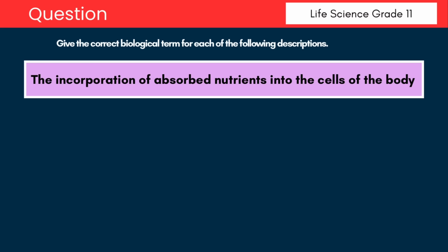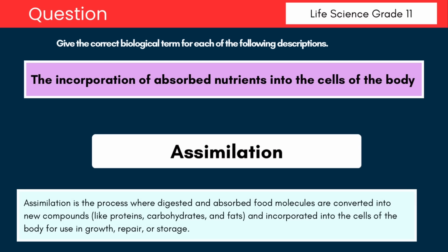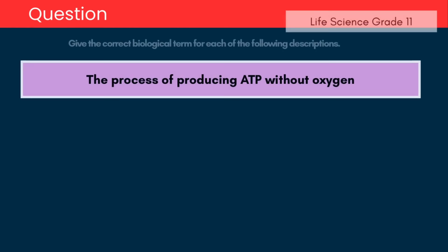Question. The incorporation of absorbed nutrients into the cells of the body. Correct answer is assimilation. Assimilation is the process where digested and absorbed food molecules are converted into new compounds, like proteins, carbohydrates, and fats, and incorporated into the cells of the body for use in growth, repair, or storage.